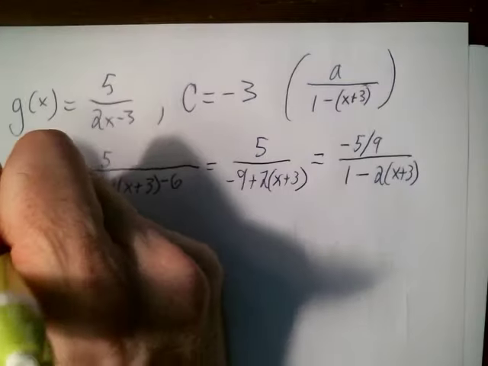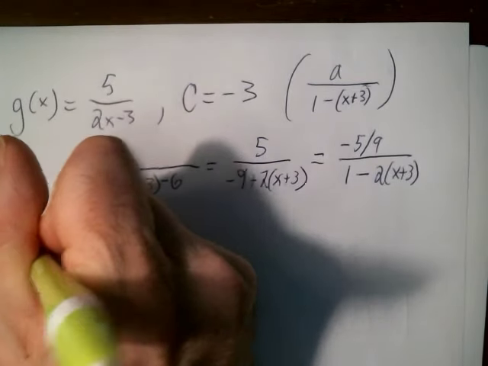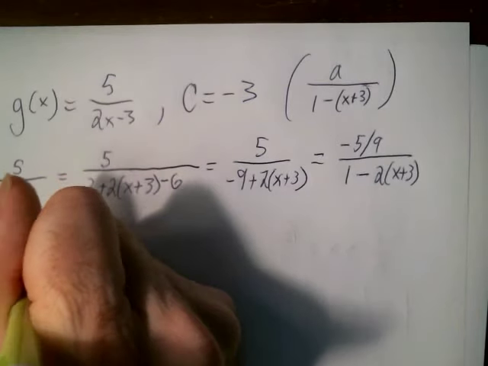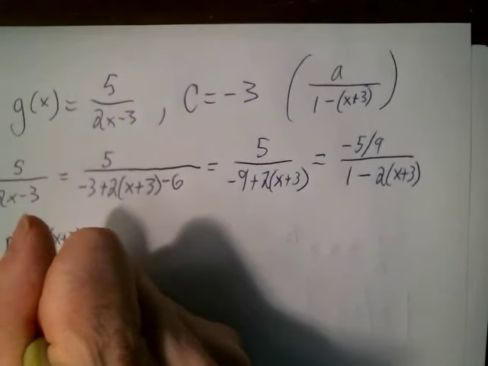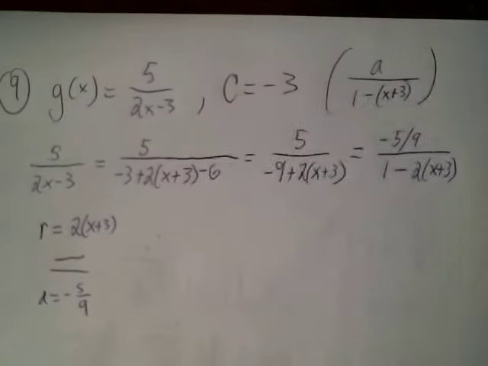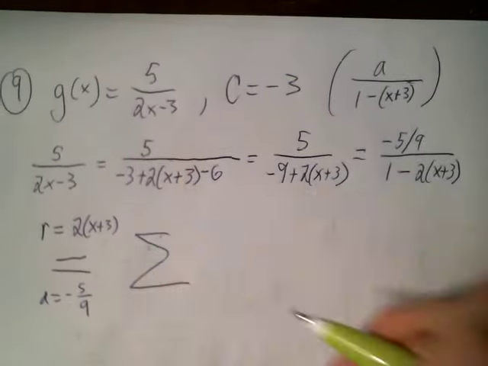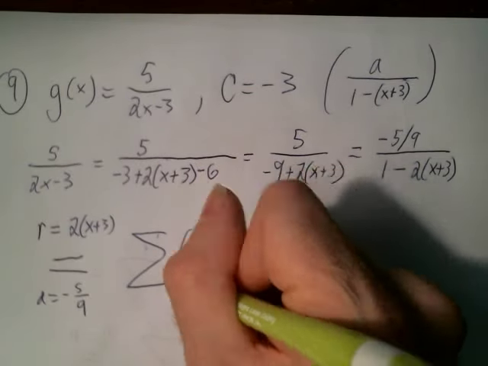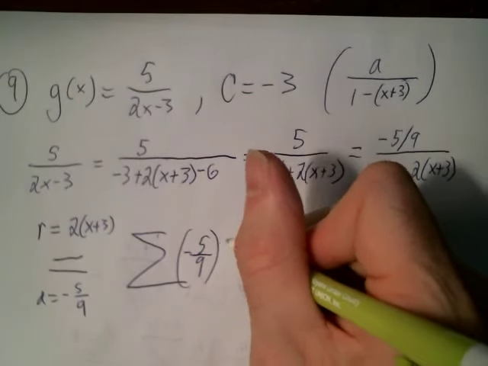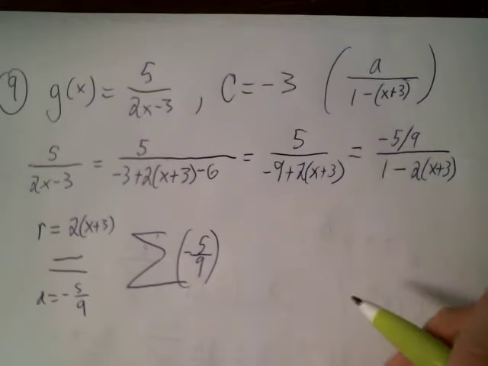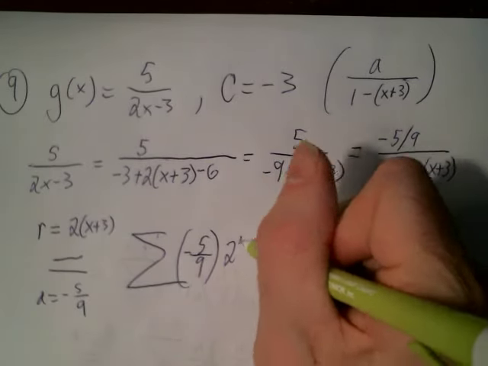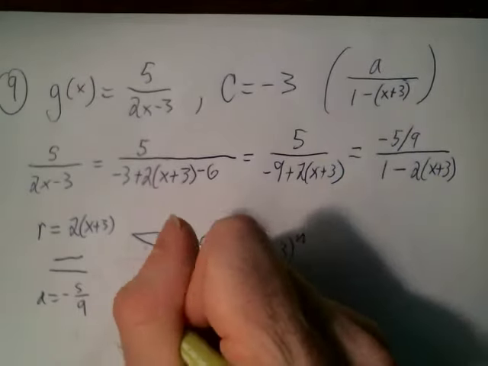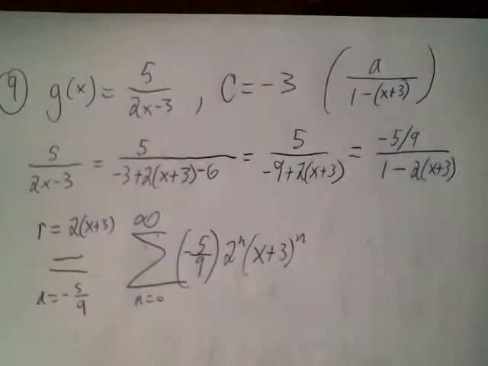Then what you're doing is letting r be 2 times x plus 3. Your a value will be -5/9, and you dump it into your power series, so you'd have -5/9 times 2 times x plus 3 to the n, which will be 2 to the n times x plus 3 to the n, and n is going from 0 to infinity.